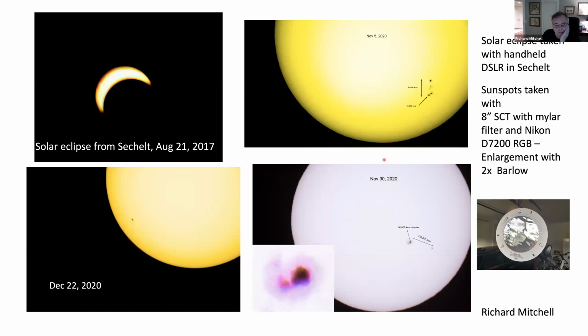These are some images I just took recently. Well, that one wasn't recent, that was my image of the eclipse taken from here in Seychelles. But these I've taken recently with my Mylar filter. And this one is a blow up of that, which I took through a 2x Barlow. I haven't quite figured out the reason for the coloring, but it always seems to crop up in my images. I don't know if that's an artifact of the system or whether it's genuine.